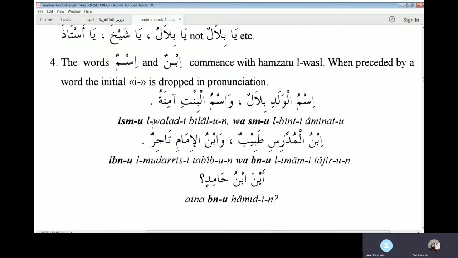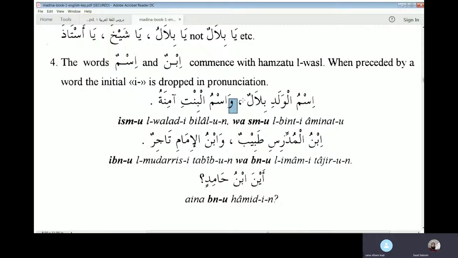The words ism, ismun and ibnun commence with hamzatul wasl. When preceded by a word, the initial kasra is dropped in the pronunciation. For example, ismul waladi Bilalun. So the kasra is dropped. Wasmu, wasmul binti Aminatu. The kasra in this word ibn is dropped. The kasra in ism is also dropped because of waw and sukoon on seen. Waw is joined with seen, it becomes was.